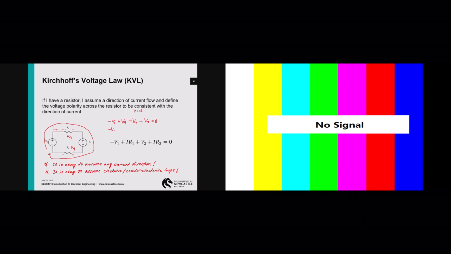So I have negative V1. V3 here is essentially the current multiplied by R1, so we have plus I R1. V2 is still V2, no changes. When we hit V4 here, you have plus I times R2. So this is essentially the answer that you see over here.